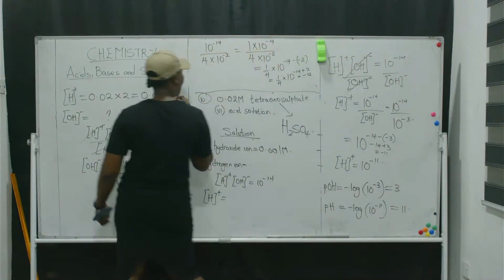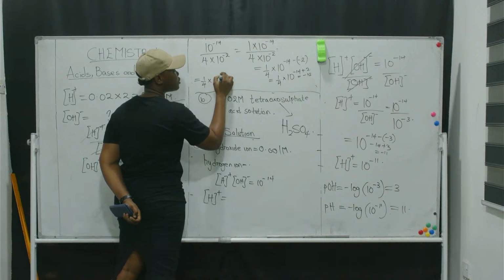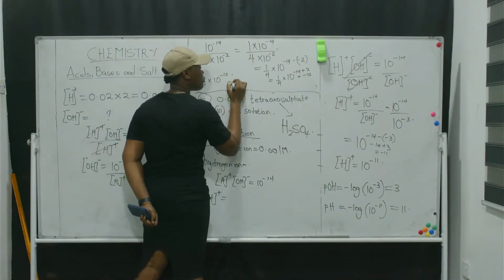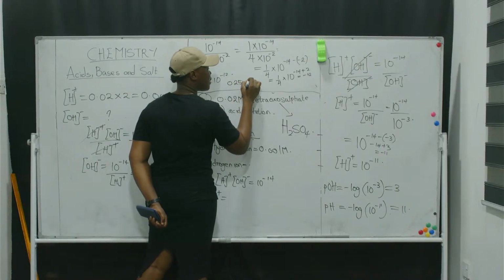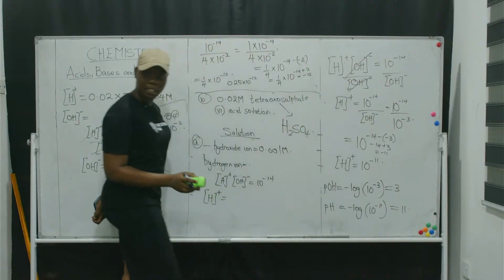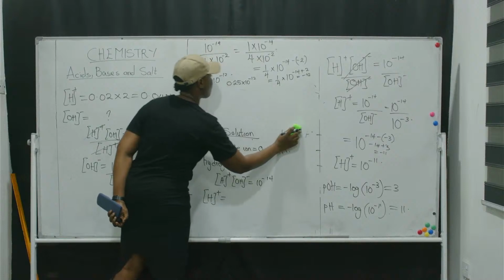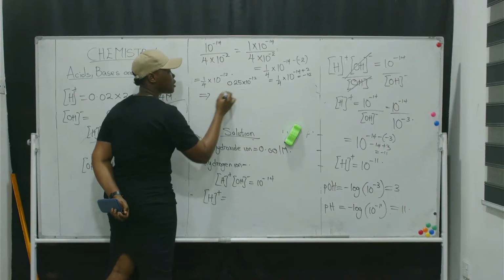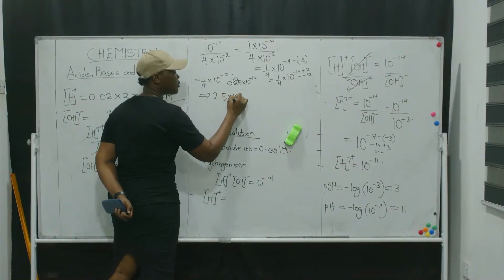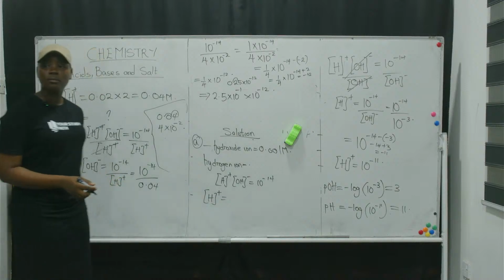So that is, I will still use my calculator. 1 over 4 multiplied by 10 raised to minus 12. 1 over 4 is 0.25 multiplied by 10 raised to power minus 12. Hope I'm not confusing you yet. From here, if this comes here, it will be 2.5 times 10 raised to power minus 1 times 10 raised to power minus 12. Right?